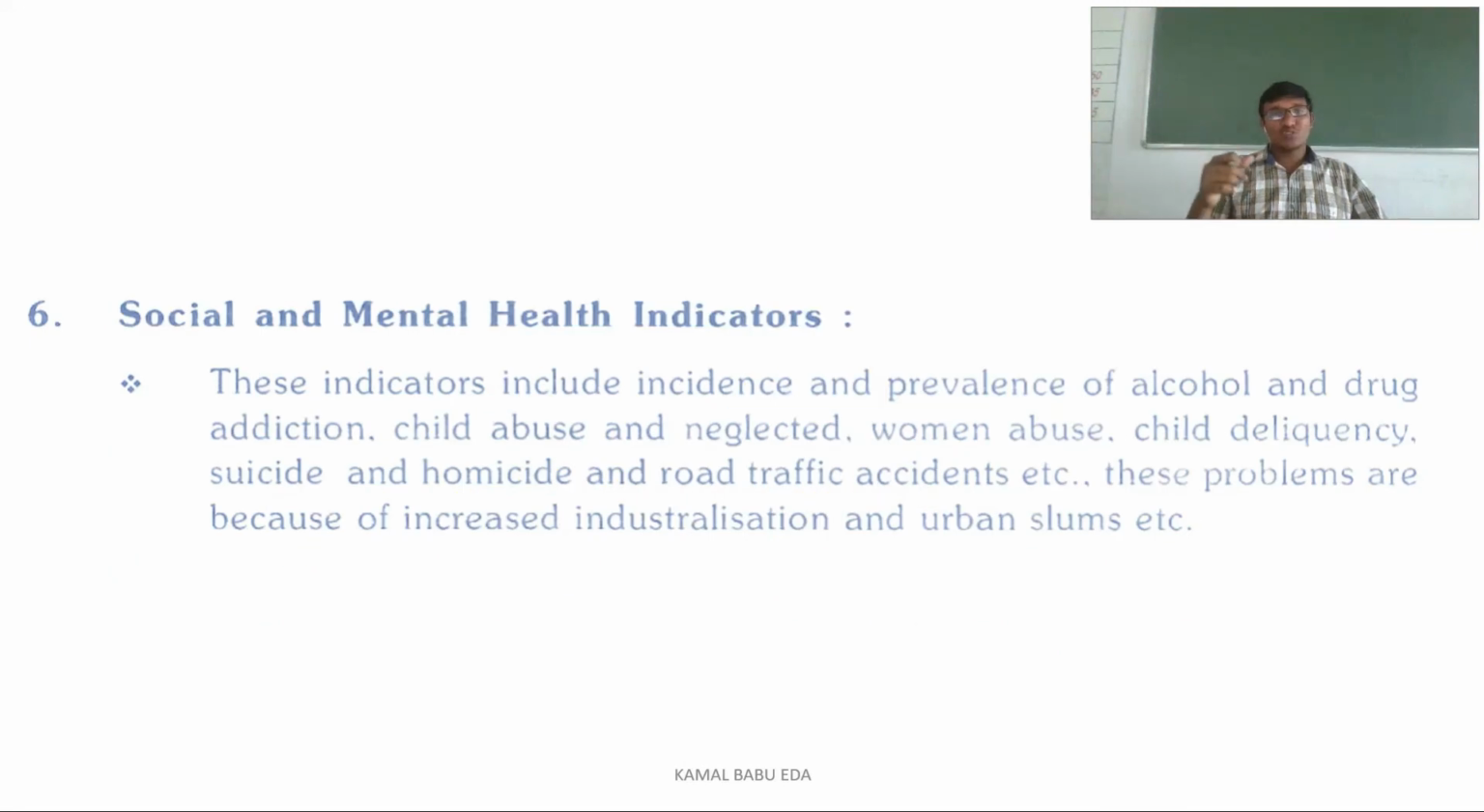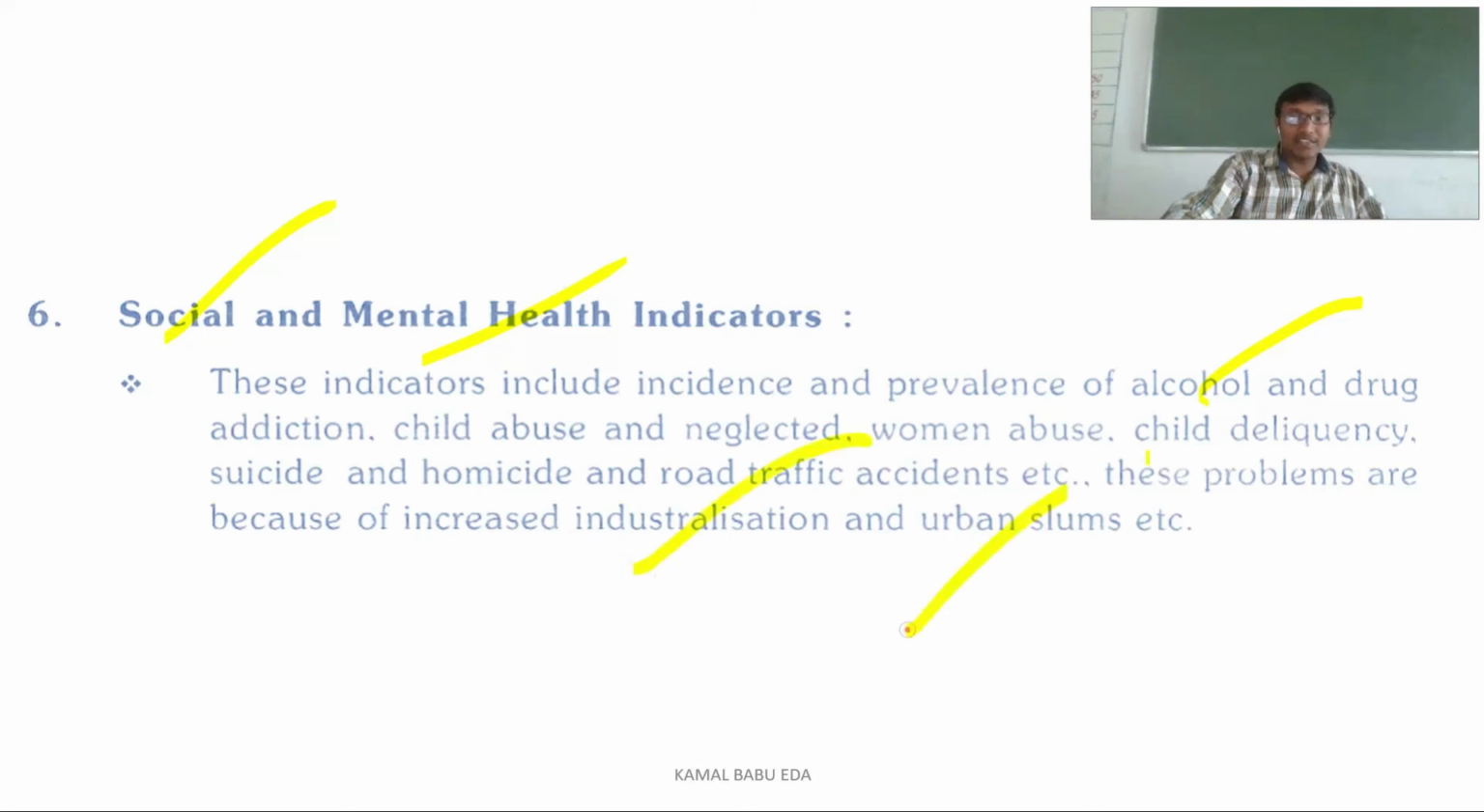Nextly we have social and mental indicators. So here it is including how the person, whether they are having any kind of alcohol or drug addiction, child abuse, neglecting child, women abuse, what is the child delinquency, what is the suicide rate, what is the homicide rate, and what is the road traffic accident rate. So all these are the problems that were measured by using social and mental health indicators. So these are increased by industrialization as well as urban slums. So because of this industrialization and because of this urban slums, we are having this social and mental problems.